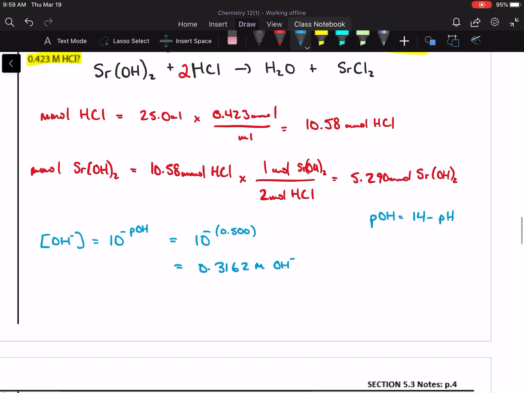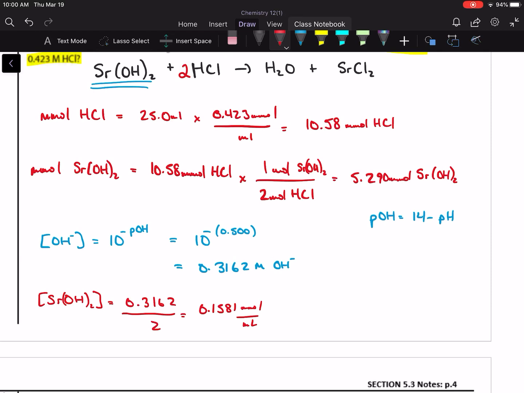Okay, and so because each strontium hydroxide produces 2 hydroxide ions, that means that my concentration of strontium hydroxide should be half the concentration of the hydroxide ions. So the concentration of strontium hydroxide is going to be 0.3162 divided by 2, since each mole of strontium hydroxide produces 2 hydroxide ions. So that works out to being 0.1581 millimoles per milliliter.